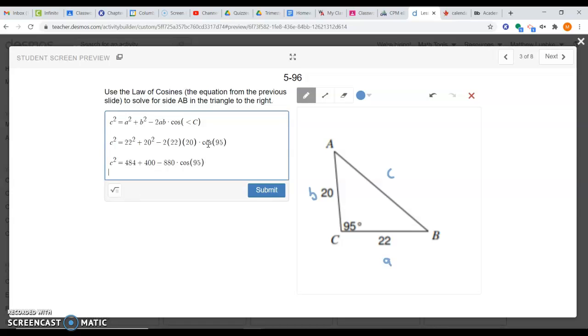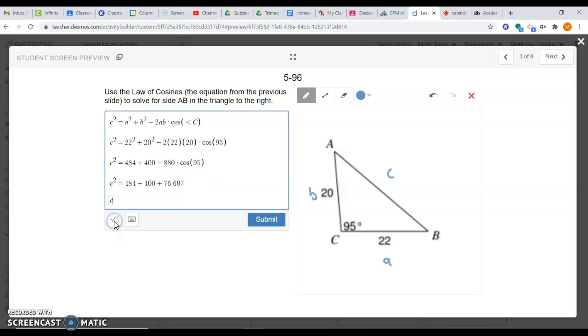All right. The next thing I'm going to do is try to get rid of this cosine. So I'm going to take negative 880 times the cosine of 95. So c squared equals, we're still going to have this be 484 plus 400. Now I've got negative 880 times the cosine of 95, and that gives me 76.697. So this is going to be a positive 76.697. And now I get to add the rest of this together.